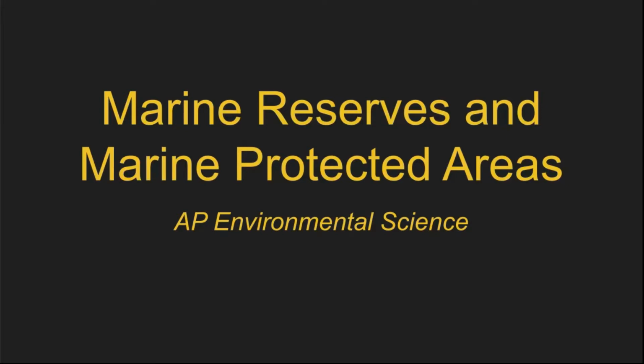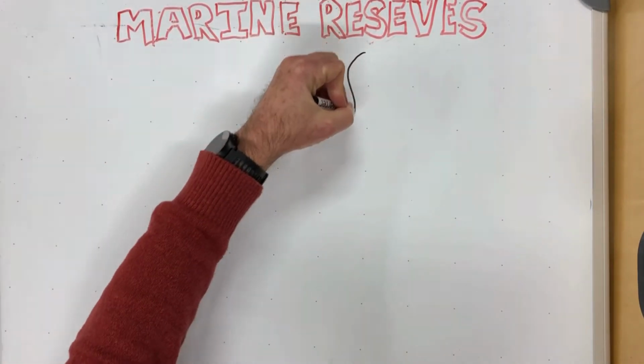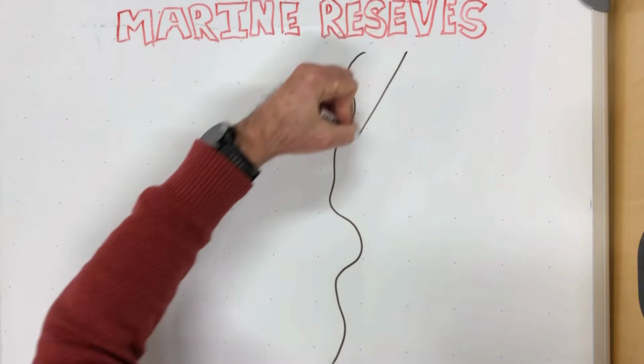Today, we're going to talk about how we can preserve the environment and marine species and increase fish harvest for fishermen. Let's go. So what we're going to be talking about are marine reserves and marine protected areas.